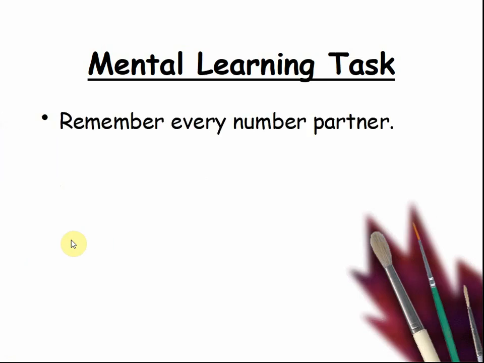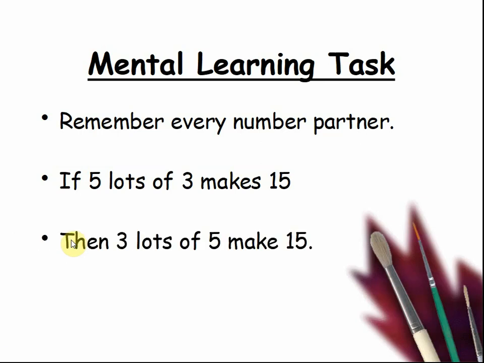Remember every number partner. If 5 lots of 3 makes 15, you then automatically know 3 lots of 5 also make 15. So you only need to learn half your times tables because the other half are automatically the same. Isn't that super?